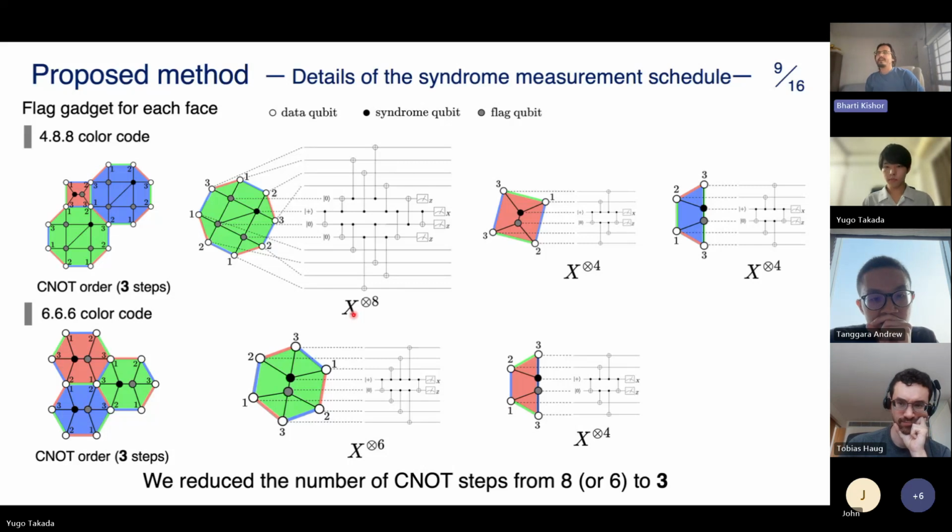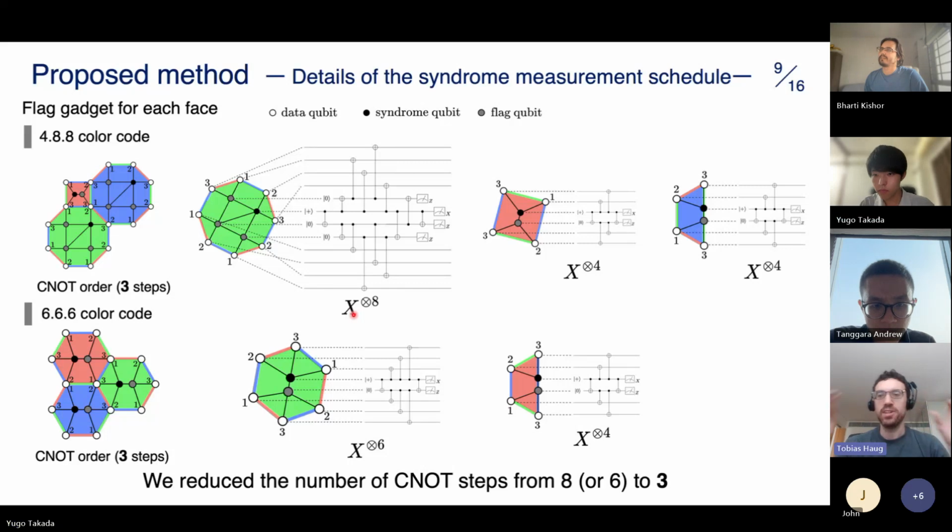Are there other questions for you? Maybe a question that I always want to ask: which color code is better, the 4.8.8 or the 6.6.6? Or what's the difference between them? I always wondered that. Why would you choose one or the other?